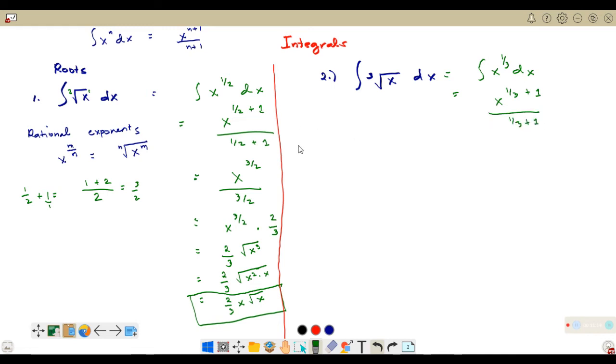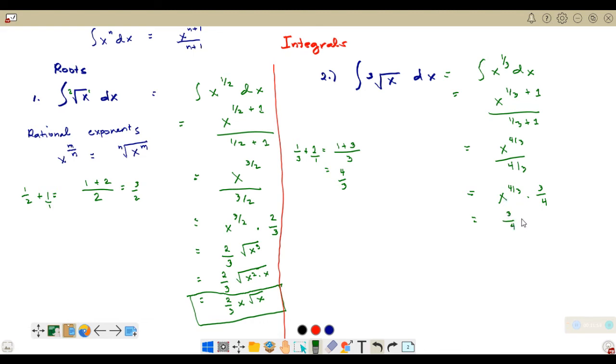Ano 1/3 plus 1? Lagay tayo dito ng isang maliit na computation. 1/3 plus 1, syempre meron siyang denominator na 1 pa rin. 3 times 1 is 3. 1 times 1 is 1. 3 times 1 is 3. We're going to end up with 4 over 3. So we have x raised to 4 over 3 over 4 over 3. Let's use our knowledge sa division of fractions. We have x raised to 4 over 3 times the reciprocal of 4 over 3, which is 3 over 4. So you will end up with 3 over 4.